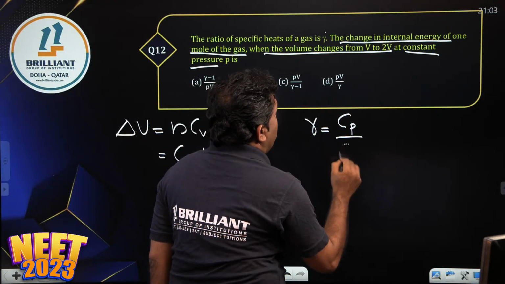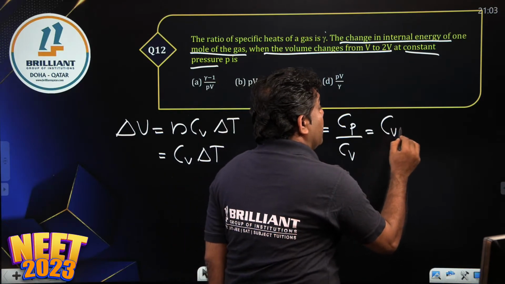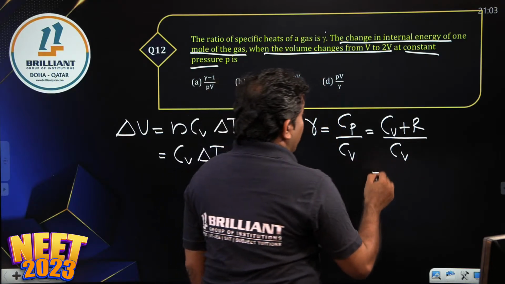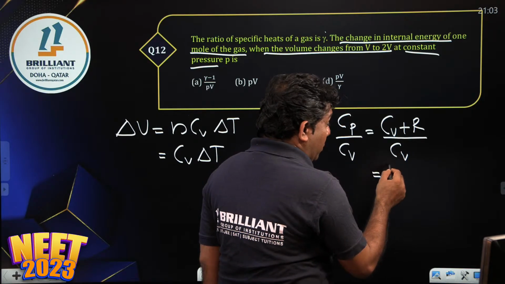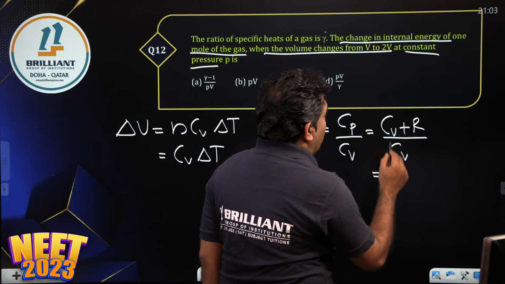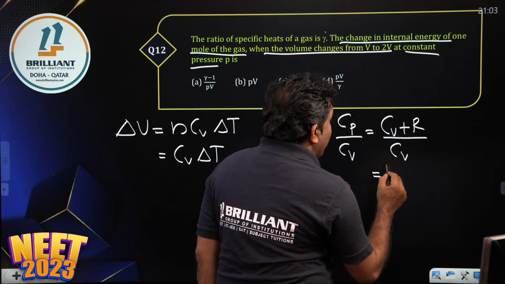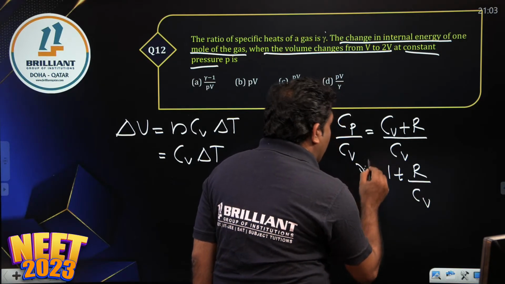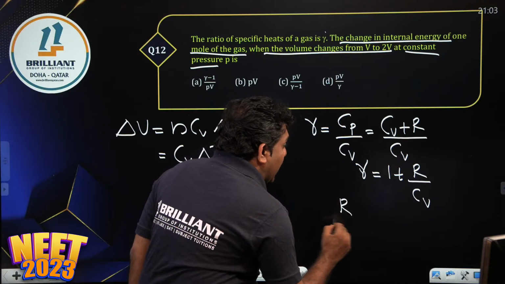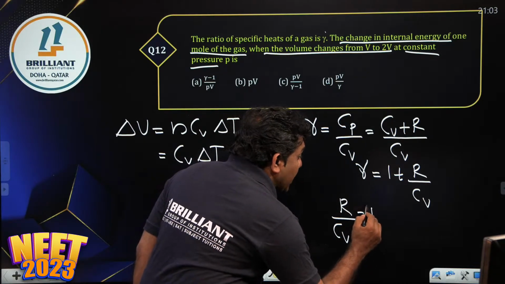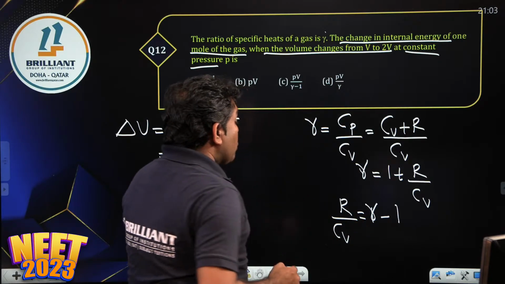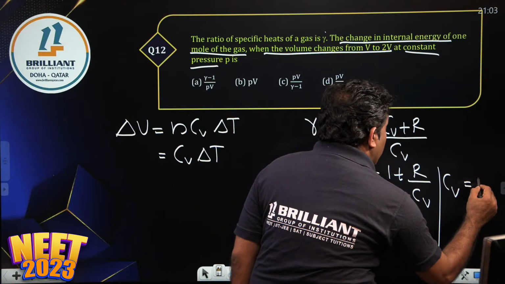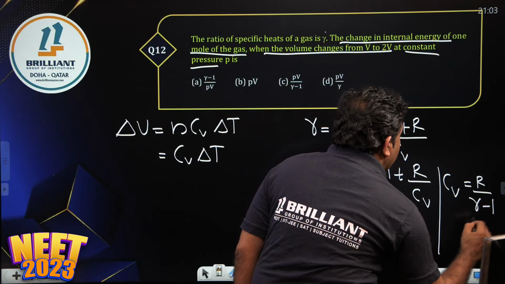Gamma is equal to CP by CV. CP is equal to CV plus R divided by CV. So we can say CP is equal to CV plus R. Already we know the formula, because CP minus CV is equal to R. Now CV I am writing, that is CV by CV, 1 plus R by CV is gamma. Take this R by CV to the side. So R by CV is gamma minus 1. So what is CV? Now take the reciprocal, you are getting CV. So I can say CV is equal to R by gamma minus 1.